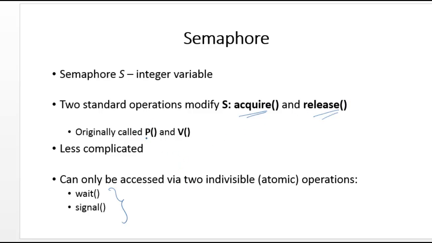The wait operation was originally called P, which stands for a Dutch word proberen, which means test, and signal operation was derived from another Dutch word called verhogen, which means to increment. To summarize, wait operation is used to check or test whether the semaphore is available so that a process can enter into the critical section. And V operation or signal is used to release the resource after it has completed the critical section execution.